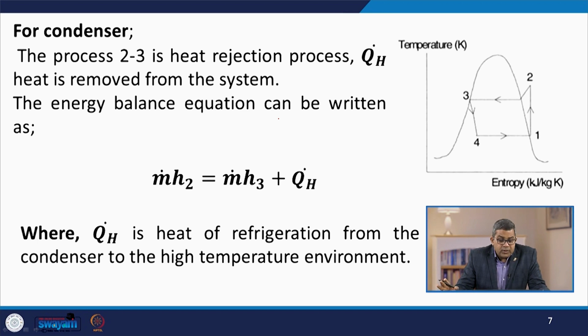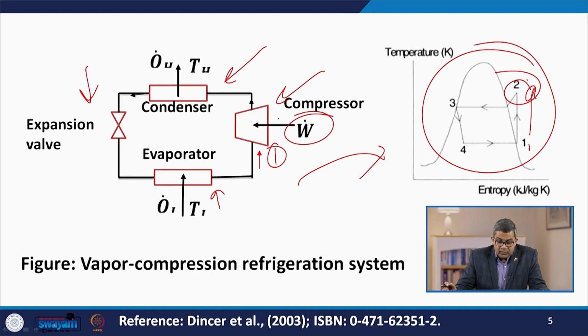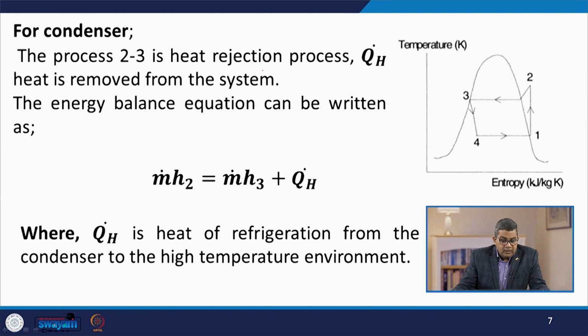Now if we talk about the condenser, the process is the heat rejection process, and that is referred to as QH. Heat is removed from the system. So when heat removal or addition takes place, again we need to write the energy balance equation, which can be written as mH2 is equal to mH3 plus QH. Here QH is the heat rejected from the condenser to the high temperature environment.